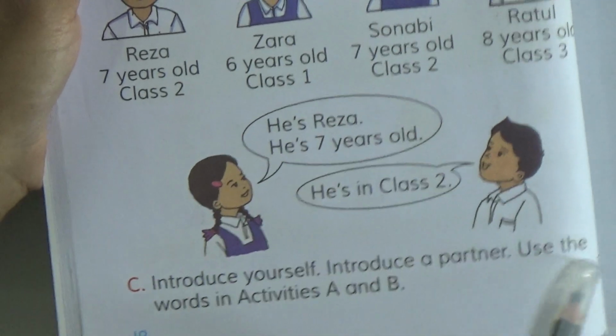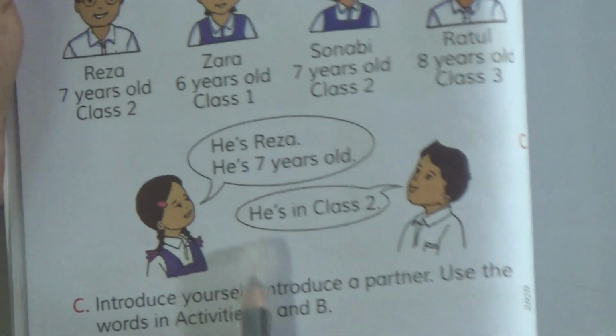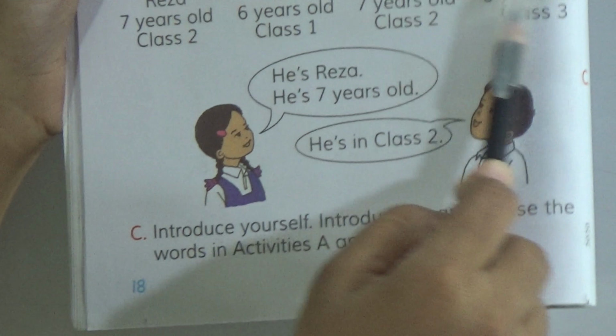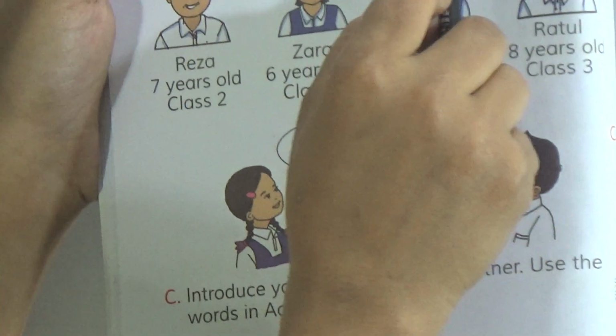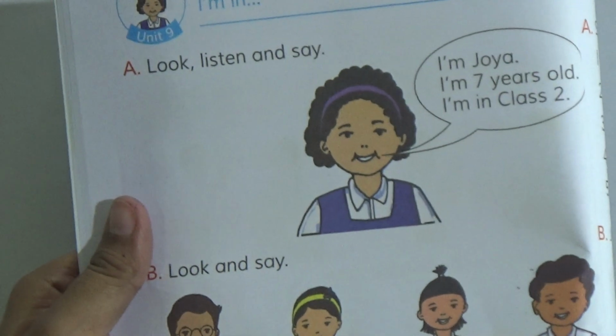Number C is introduce yourself. Introduce a partner. Use the words in activities A and B. That means when you are talking about age and the class with your friends, you can use this style. That means you can follow this style while you are introducing yourself. Okay. Now go to the next page.